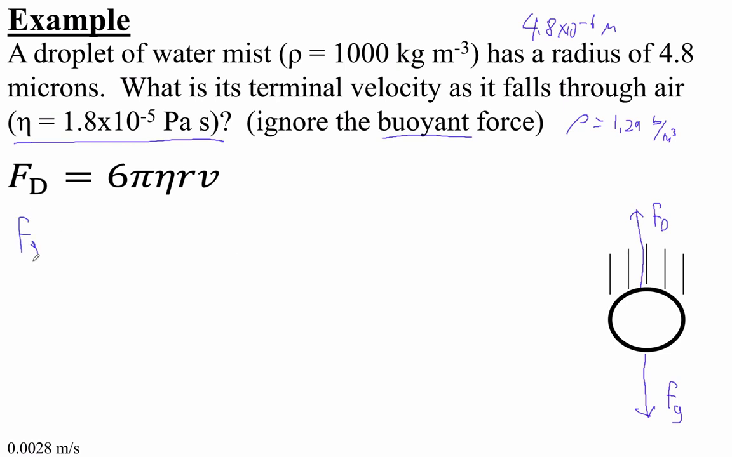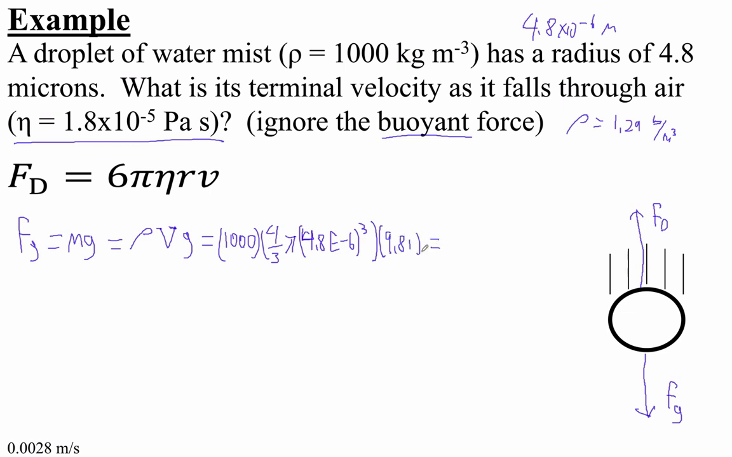The force of gravity is just m times g. m is the density times the volume, and I'll make my volumes look like that so you won't confuse them with velocities, times g. That is equal to the density of the water, 1,000, times 4/3 pi times the radius cubed. The radius is 4.8 e minus 6, and that's to the third. This is my volume, and then times 9.81.